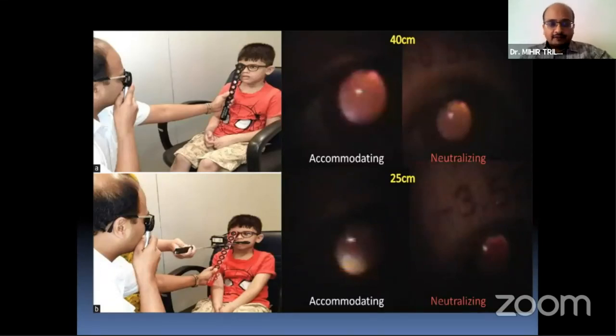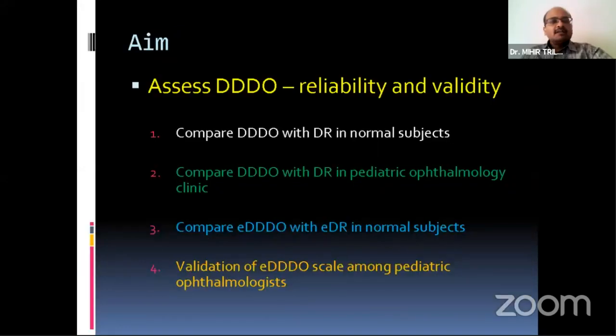One more testing that can be added to this is measurement of the magnitude of accommodation. So this test can be converted into a quantitative test by interjecting a neutralizing lens in front of the accommodating eye. As you see over here, in this 40 centimeter accommodation, it's neutralized at minus 0.5 diopter, and in a 25 centimeter, it's being neutralized with minus 3.5 diopter.